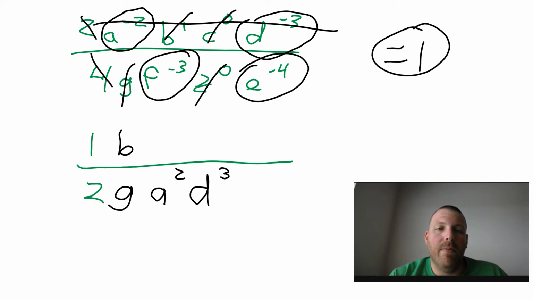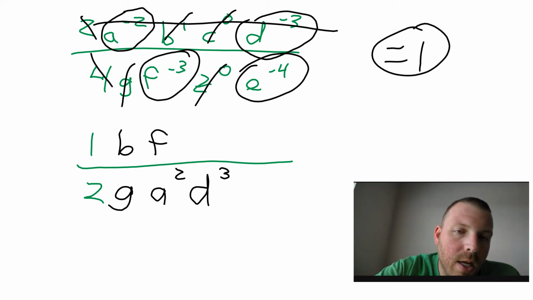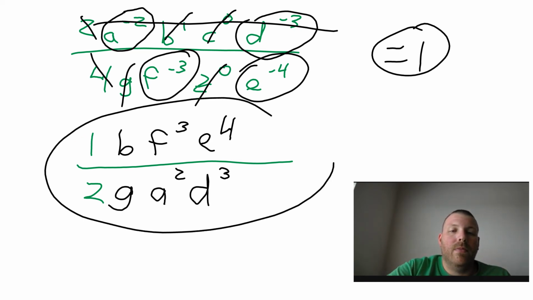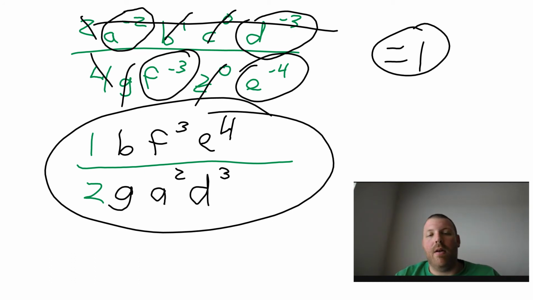But on the bottom, you still see our f and our e. They have to come up too. We have to make sure that we take them to the top so that those negatives go away. And we're not going to rewrite them as negatives, remember, because we're moving them, they are changing. And now we're done.